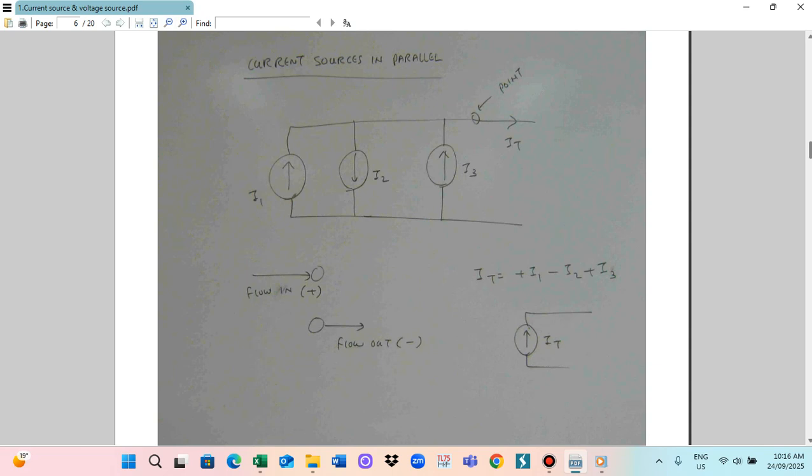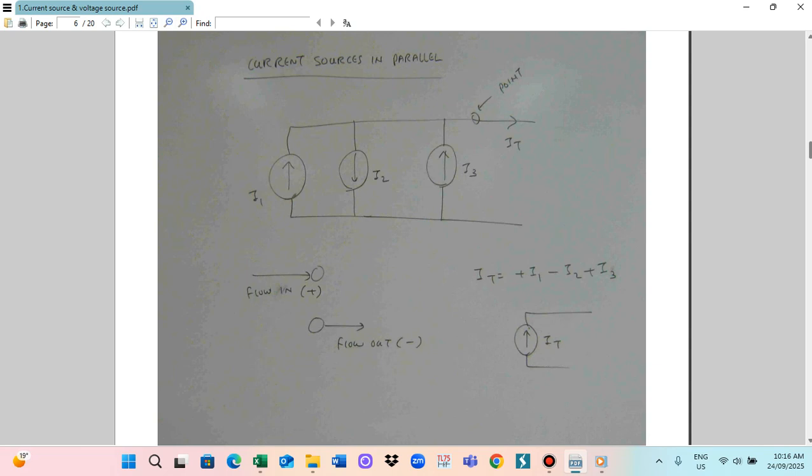So at this point, I1 current flows in, I2 flows out, and I3 also flows in. Then you can calculate the current ID here. ID is equal to I1, flow in, so positive I1; I2 is flow out, so negative I2; I3 flows in, so positive I3. By this way you can find the current of the current sources.